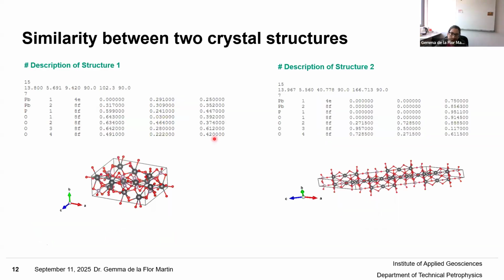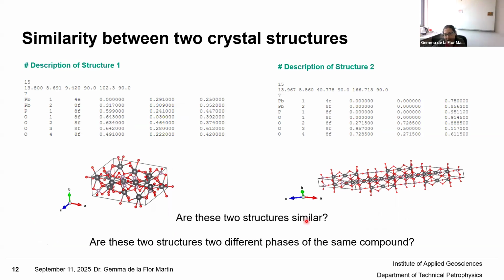So let's have a look at the following structures. Here you have the data for each of the structures, and I have drawn them in VESTA. In this case, only with this data, it is not easy to answer the question: are these 2 structures similar, or are these 2 structures 2 different phases of the same compound? By looking at the structure, at least I am not able to answer this question. So that's why, based on the normalizers of space groups, we developed a program called COMPSTRU in the Bilbao Crystallographic Server.